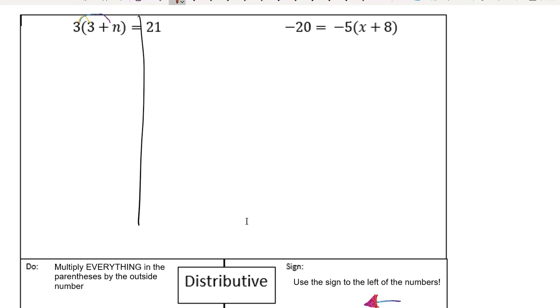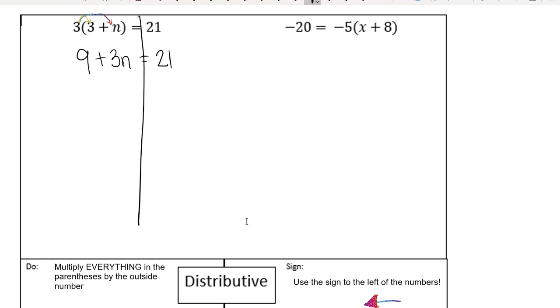And that's a multiply. So 3 times 3 is 9. 3 times n is 3n. So we use those signs that are to the left. Both are positive. I do not multiply 3 times 21 because 21 is not inside the parentheses. So I just bring it down. At this point, I have a two-step equation.